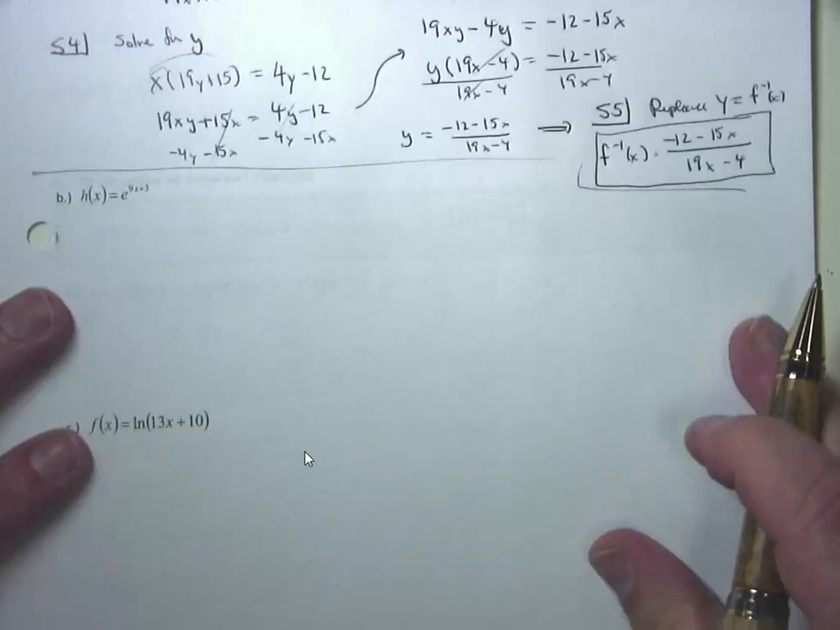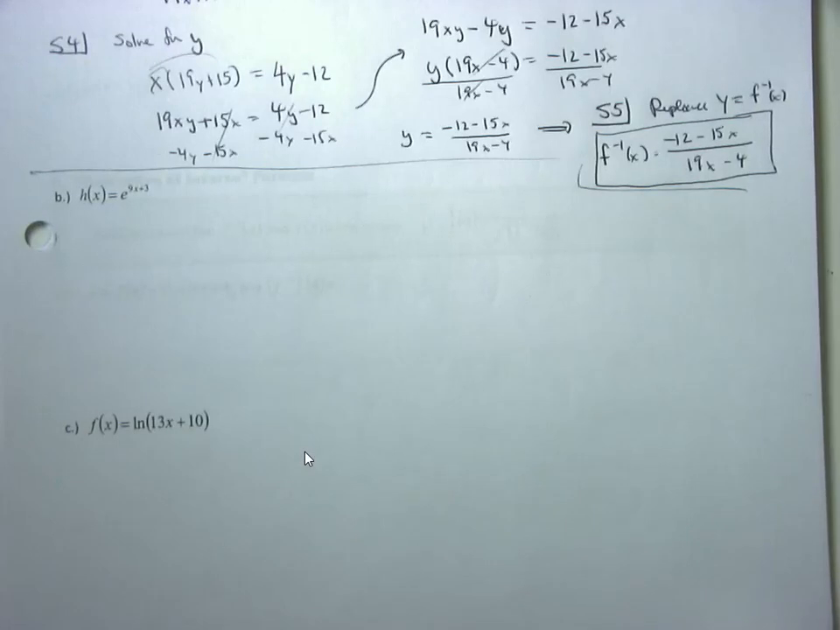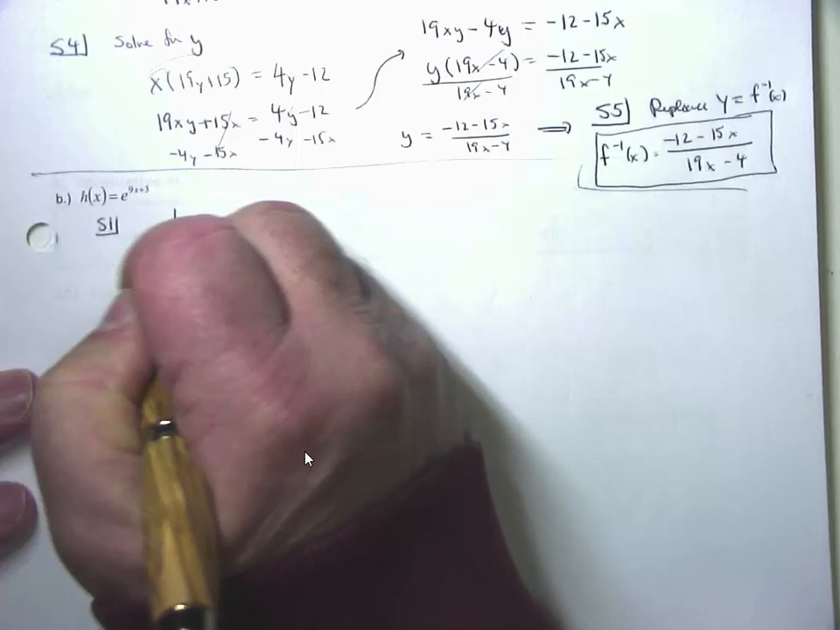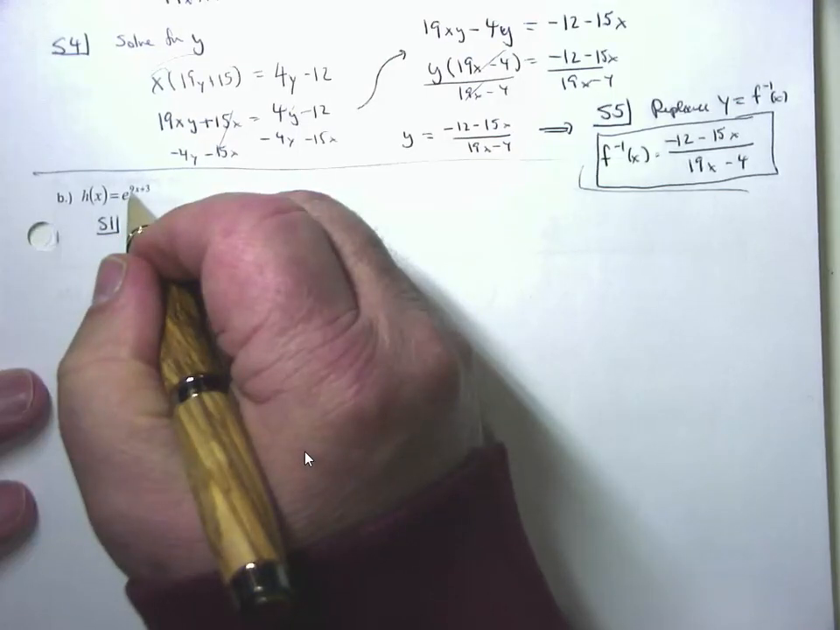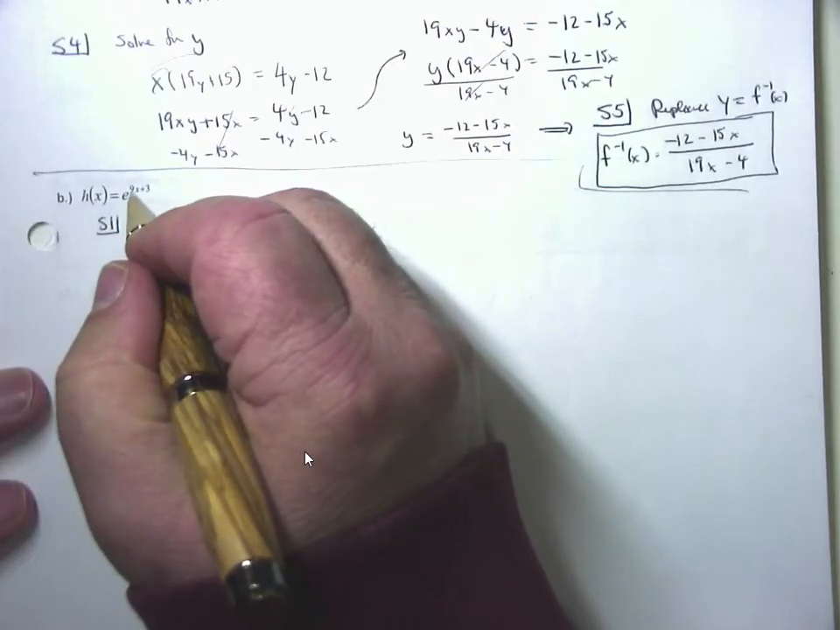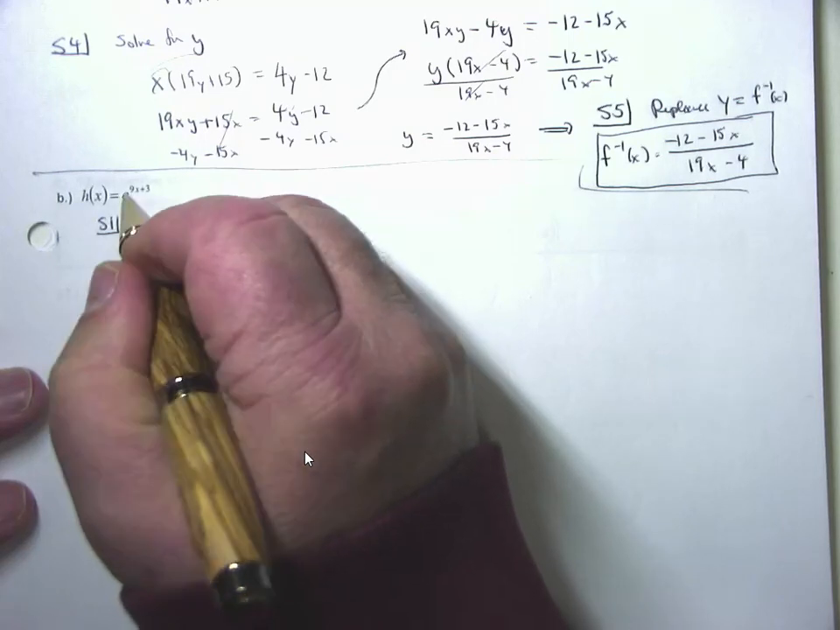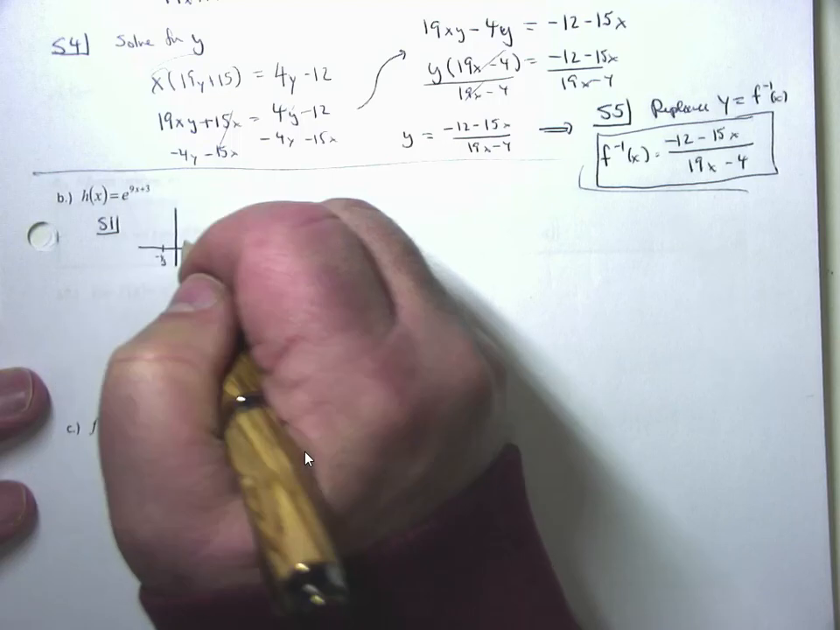Same directions on the next one. h of x is equal to e to the 9x plus 3. Find the inverse function if it exists. Well, the first thing I'm going to do is check for one-to-oneness. So I can graph this, and when I plug in, let's see here, negative 1/3, here's negative 1/3, I end up getting e to the 0, which is 1.